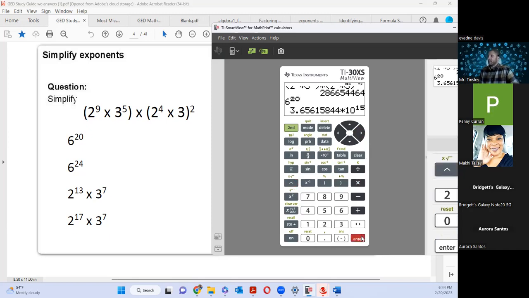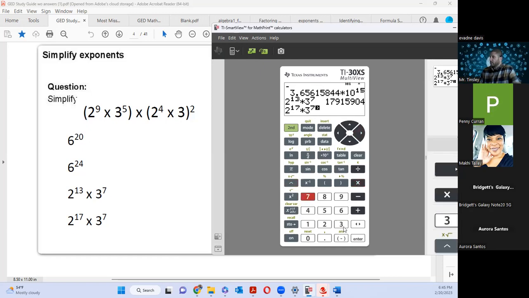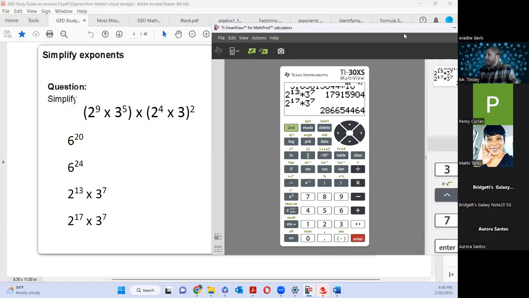Is that the same answer? No. So if he knows 6 to the 20th is not it, you know 6 to the 24th is not it, because 6 to the 24th is even bigger. So then he went to the third one, said, okay, 2 to the 13th times 3 to the 7th. Did I get the same answer? No, I did not. Then he went to the last one. 2 to the 17th times 3 to the 7th. Did I get the same answer?